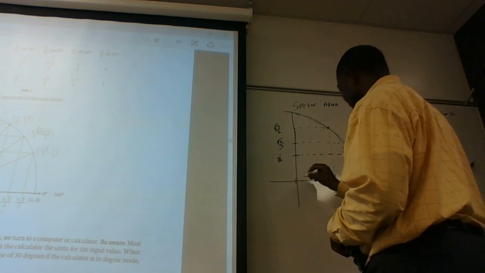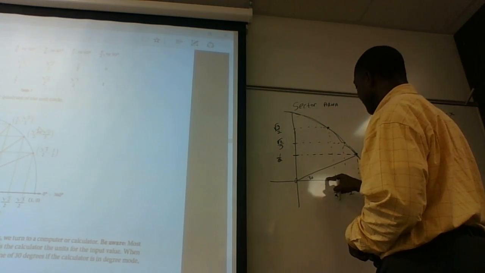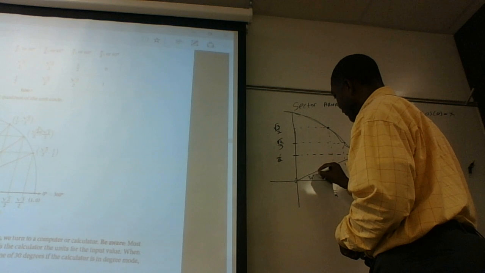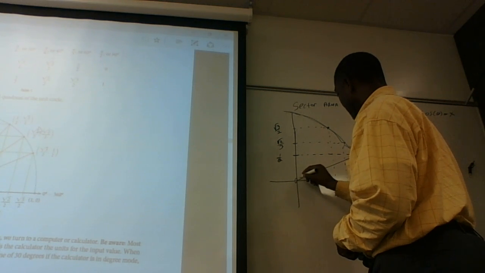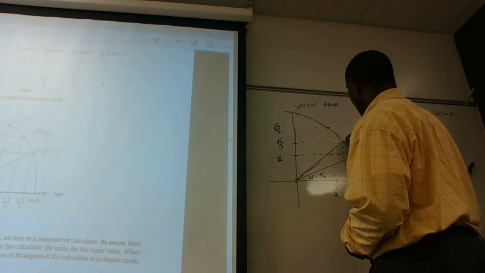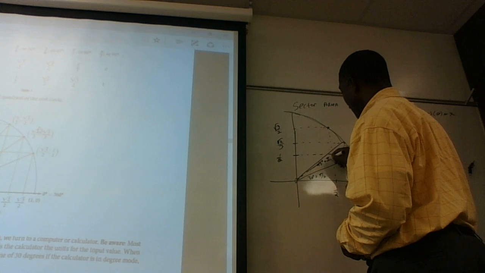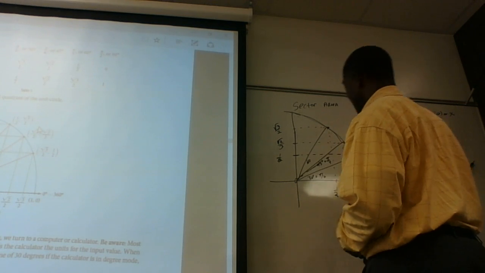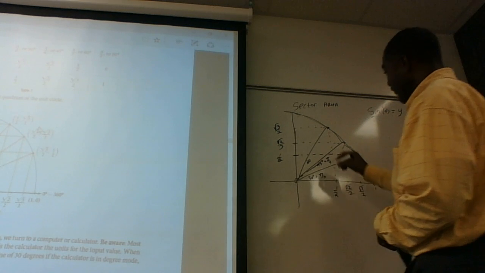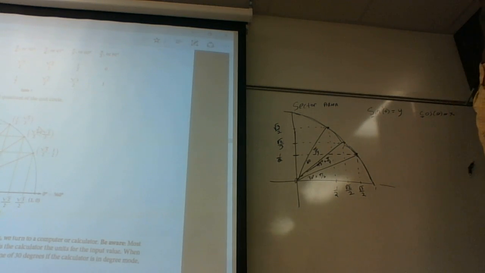We know this one is 30 degrees because this is my reference angle, my terminal angle. This is 30 degrees, which we already configured as pi over 6. This is 45 degrees, which we said is pi over 4. This is 60 degrees, which we said was pi over 3. How do we know? Because we've talked about converting angles to radians.